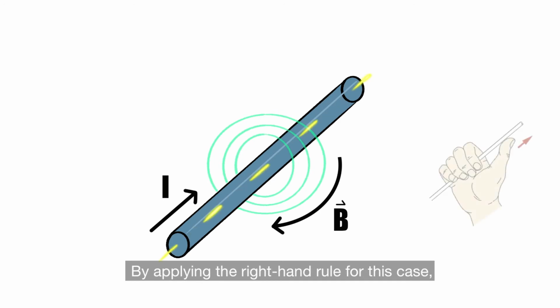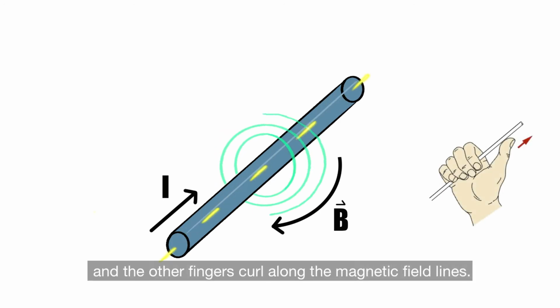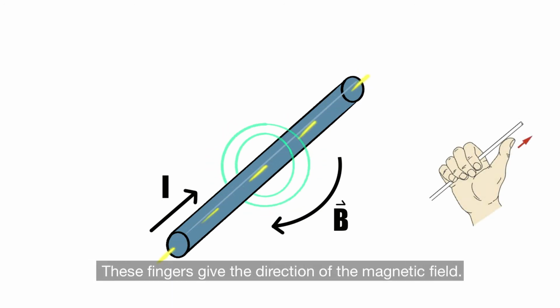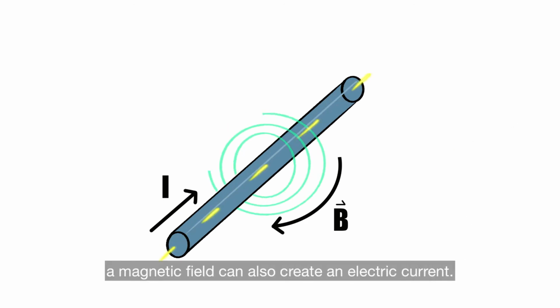By applying the right-hand rule for this case, the thumb points in the electric current direction, and the other fingers curl along the magnetic field lines. These fingers give the direction of the magnetic field. While an electric current creates a magnetic field, a magnetic field can also create an electric current.